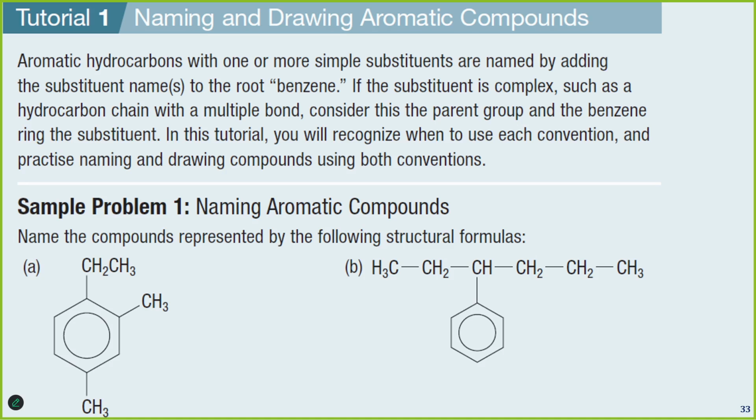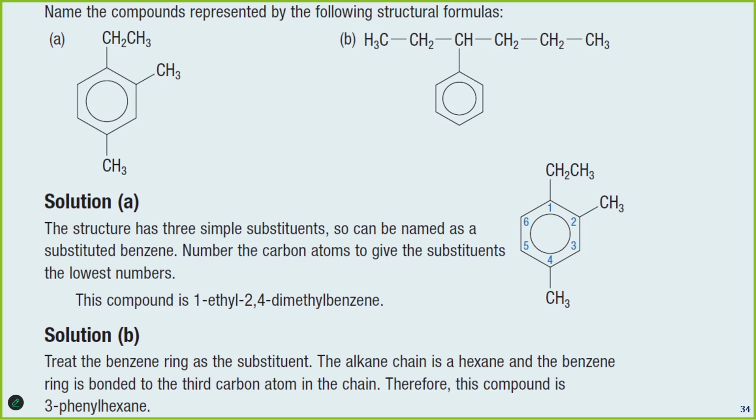Okay, have you finished? Now let's have a look at the solution to this problem. So for compound A here, the structure has 3 simple substituents, right? So it can be named as a substituted benzene. Number the carbon atoms to give the substituents the lowest numbers. Therefore, this compound is called 1-ethyl-2,4-dimethylbenzene.